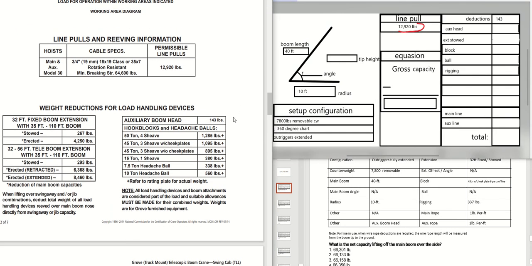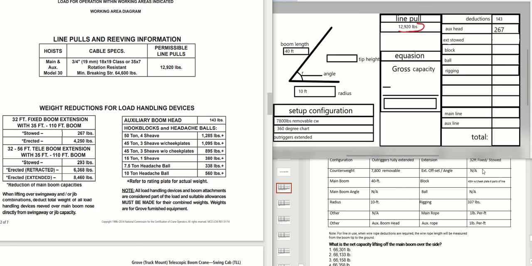So without further ado, we're going to continue to write our deductions down. We got 143 for our auxiliary head we've established. So now we're going to start over on the next page. So we have our extension. What extensions do we have? It says there's a 32-foot fixed extension and it's stowed. So we're going to come over here. We found the 32-foot fixed extension and it's stowed. This is the weight for stowed. So we're going to add our stowed weight for the fixed extension. That is 267 pounds.